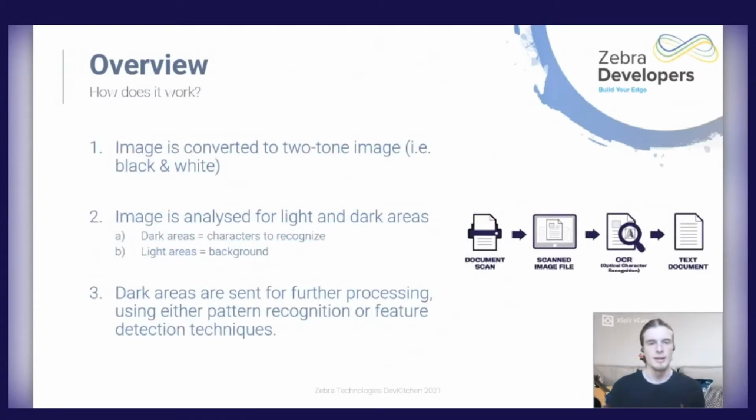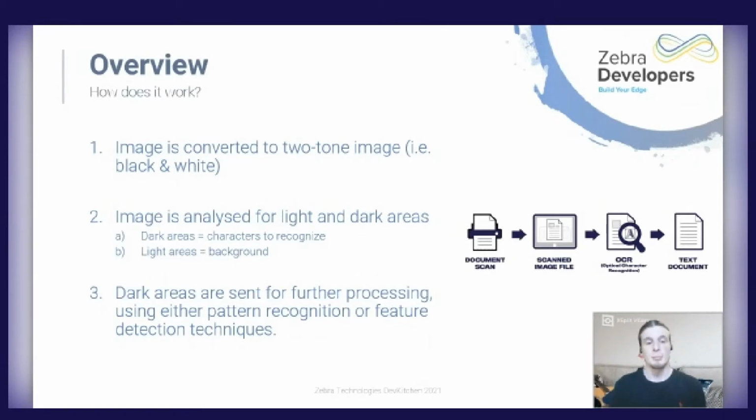Obviously, the first thing that needs to be done is some sort of image needs to be captured. Once that image is captured, it's then converted into a two-tone image. Typically this will be a black and white image. The image is then analyzed. This converted two-tone image is analyzed for light and dark areas. The dark areas are deemed to be the characters that need to be processed further in order to be recognized or decoded. And the light areas are deemed to be the background, and this is ignored or excluded from any further processing. So those dark areas are then sent for further processing.